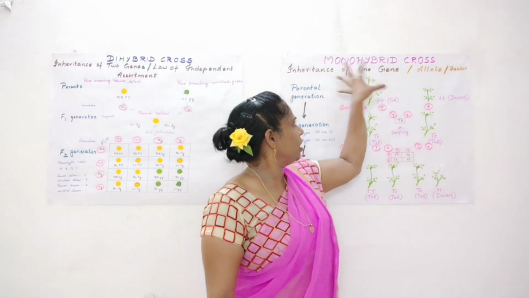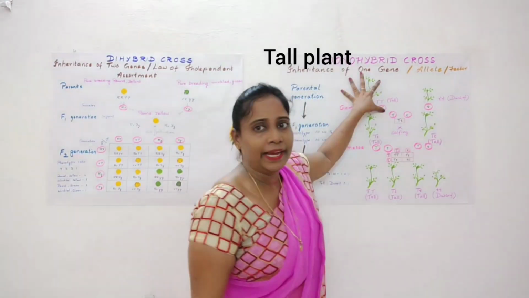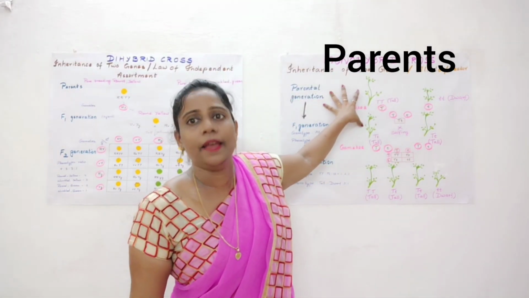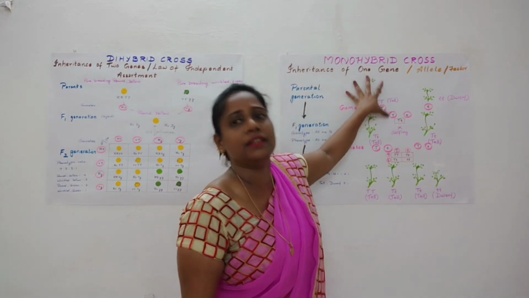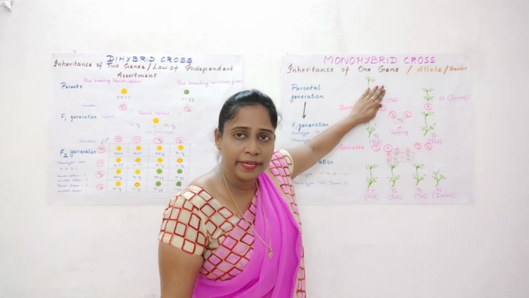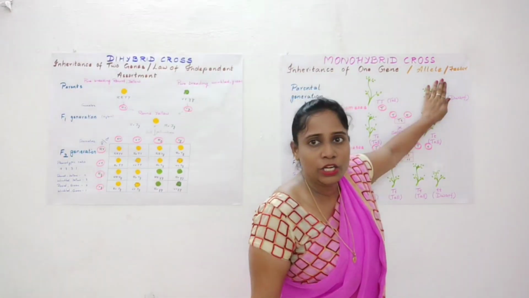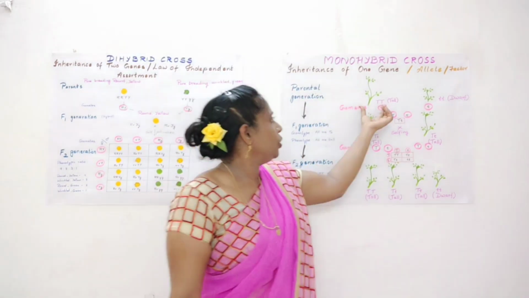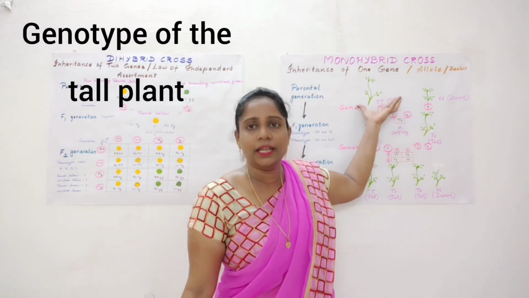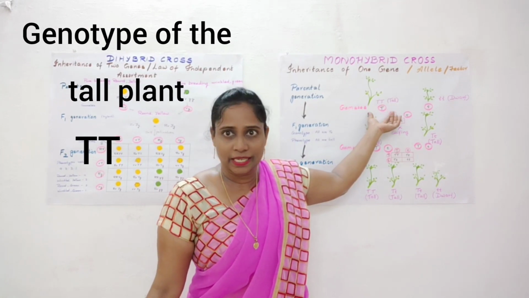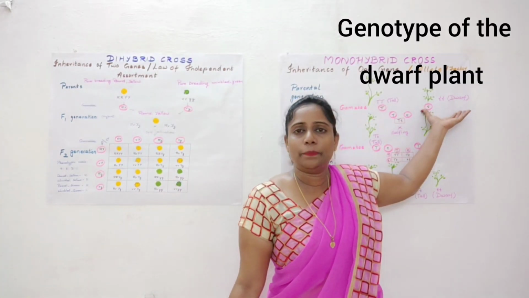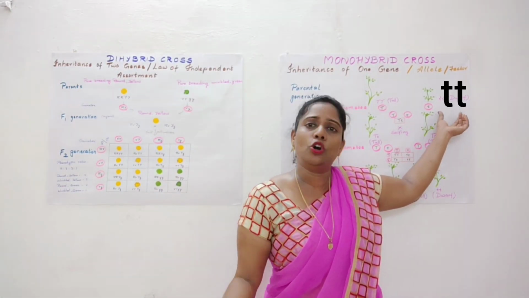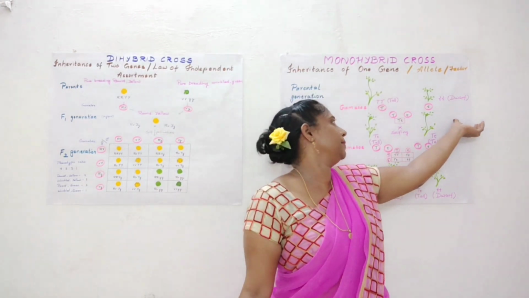Now let us consider this tall plant and the dwarf plant as parents. What are they? Parents. So this is the parent generation. Pure breeding tall plant, pure breeding dwarf plant, these two are the parental generation. If I have to write the genotype of the tall plant, I will write capital T, capital T. The genotype of the dwarf plant, I will write small t, or I can also say lowercase t, lowercase t.